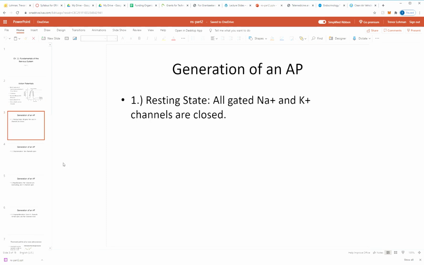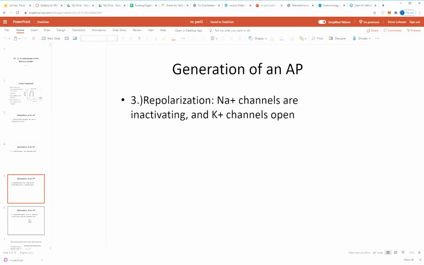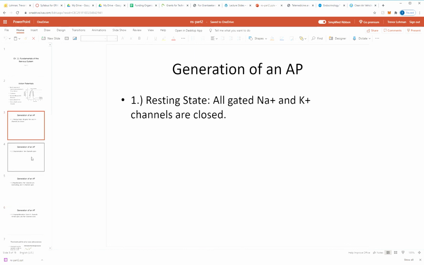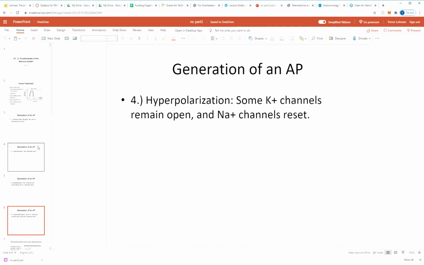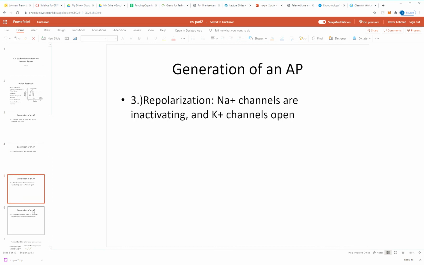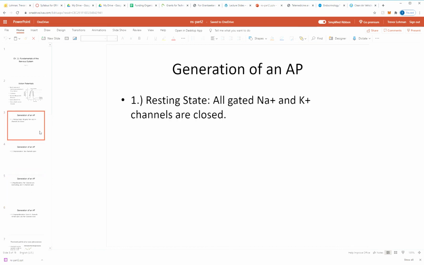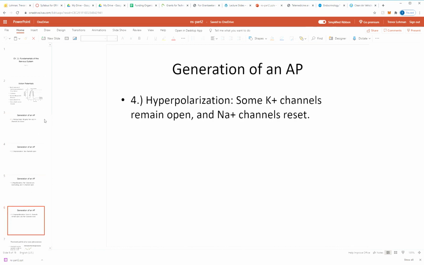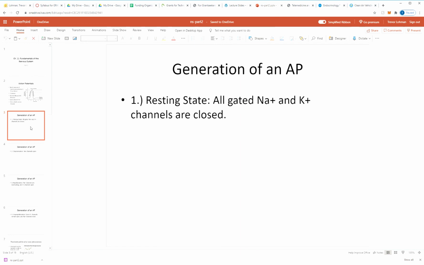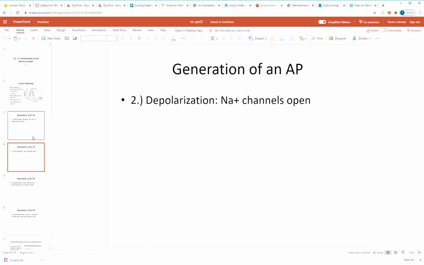So the next 4 slides right here. Each slide has a title, and it's the title of one of the 3 phases of an action potential. We've also included rest here. That's why there's 4. Rest isn't technically a phase of an action potential, but you start at rest, so it's important to know what we're starting from. So we're going to look at all 4 of these.